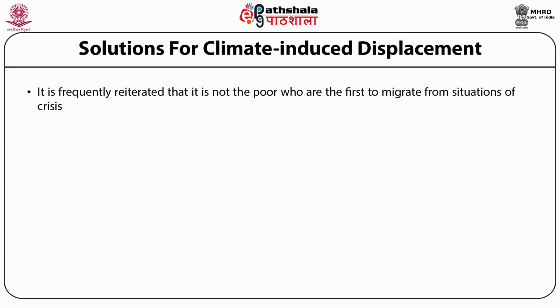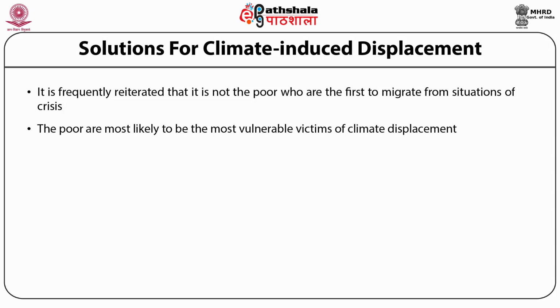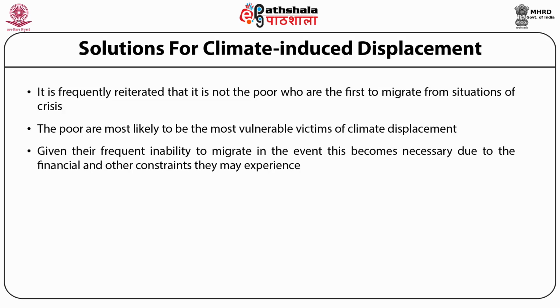It is frequently reiterated that it is not the poor who are the first to migrate from situations of crisis. Rather, the poor are most likely to be the most vulnerable victims of climate displacement, given their frequent inability to migrate when this becomes necessary, due to the financial and other constraints they may experience. The poor are always the ones left behind. Will this be allowed to happen again in the context of climate change?